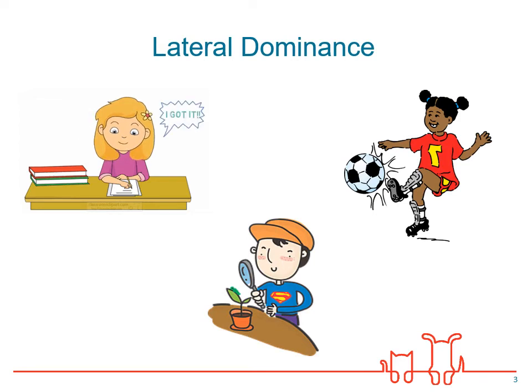Let's start with talking about lateral dominance. This refers to the preference or superiority of one side of the body over the other in performing everyday motor tasks. As humans, we all have one side of our body we use more than the other. This is called lateral dominance. This can be the hand you write with, the hand you throw a ball with, the foot you kick a soccer ball with, and even the eye that you use to look through a magnifying glass.